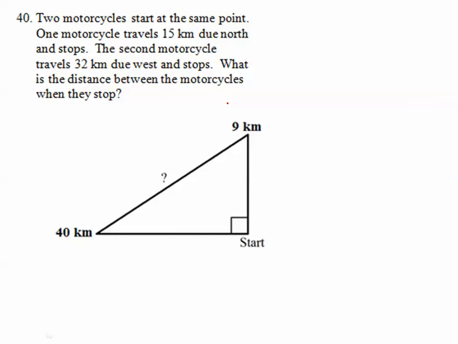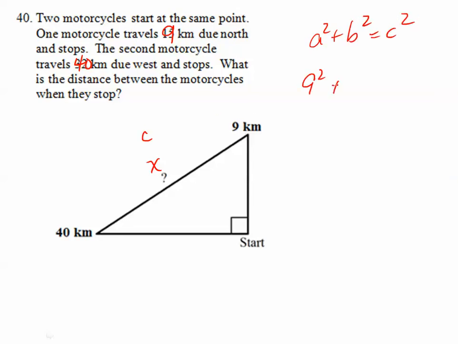2 motorcycles start at the same point. We don't even need to pay attention to this because this should be 9 and this should be 40. One goes 9 kilometers due north, the other goes 40 kilometers due west. We want to know what the distance is between them. So this distance is 9, this is 40. So again, it's a squared plus b squared equals c squared, where this is c.